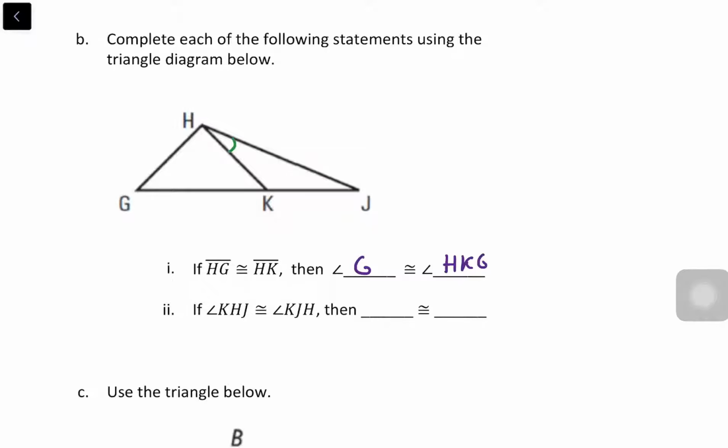All right. The next one says if KHJ, which would be this one, is congruent to KJH, which is that one, then what would be true? Well, then the sides across from those angles, KJ and KH, would be congruent.